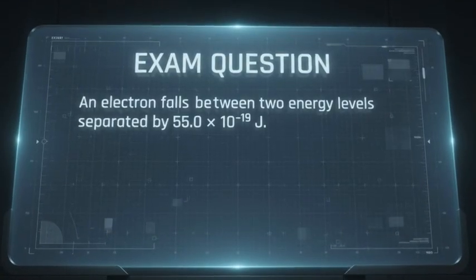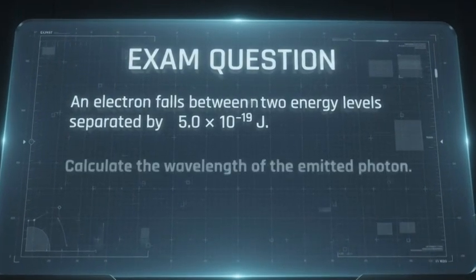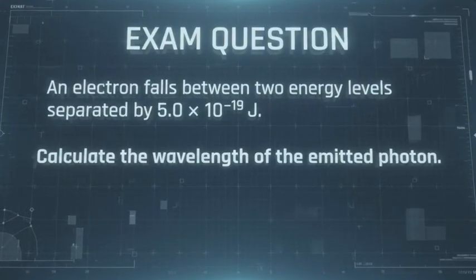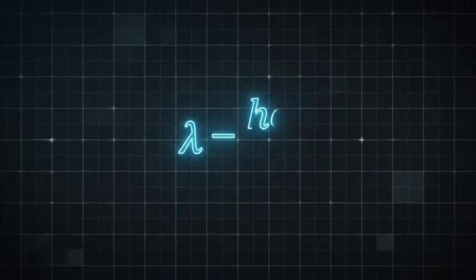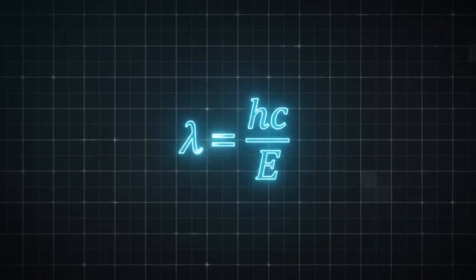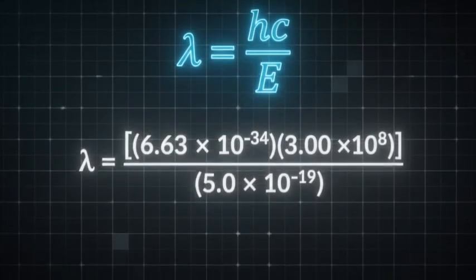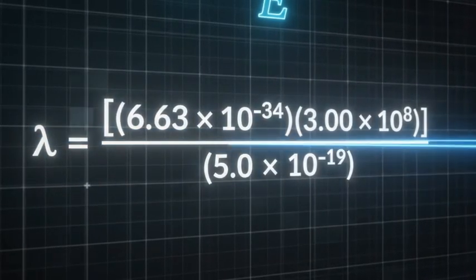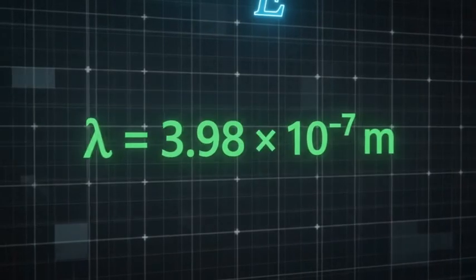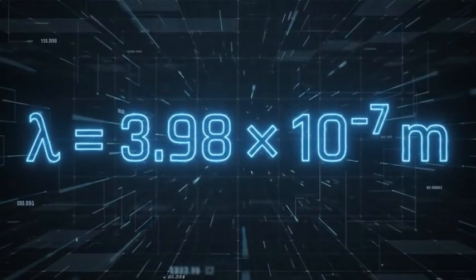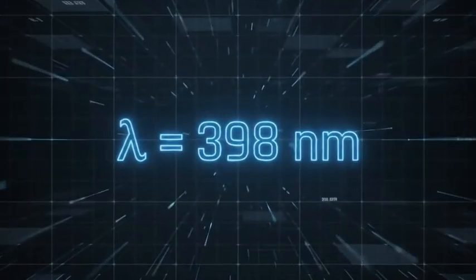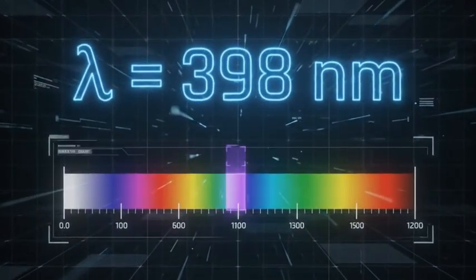Consider an electron falling between two energy levels separated by 5 times 10 to the minus 19th joules. Calculate the wavelength of the emitted photon. Rearranging the equation gives lambda equals hc divided by E. Substituting the values gives 3.98 times 10 to the minus 7th meters. This is 398 nanometers, which lies in the ultraviolet region of the electromagnetic spectrum.